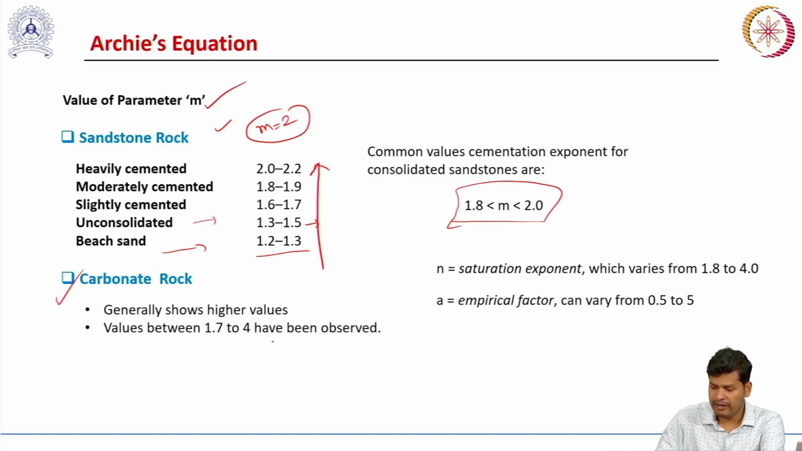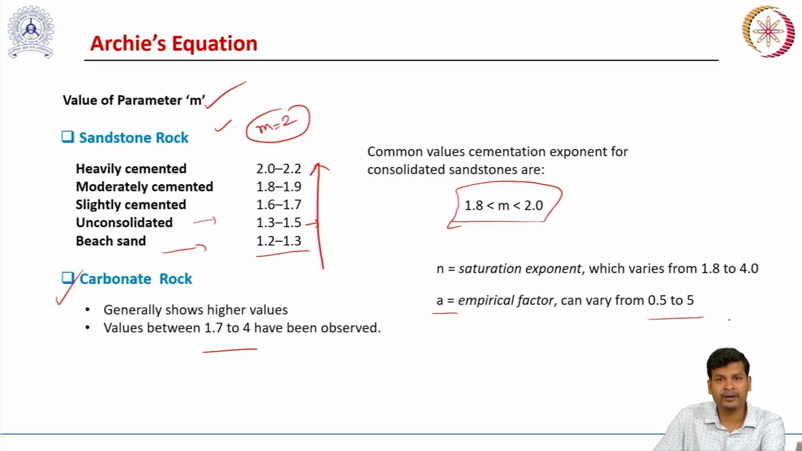For carbonate rock, the value of m is generally higher because porosity is mainly in the form of secondary porosities, and it might be concentrated in terms of vugs and moulds. So there the value of m is generally higher as compared to the sandstone-bearing formation. So values in the range of 1.7 to 4 have been observed for different types of rock. The value of a could be 0.5 to 5.